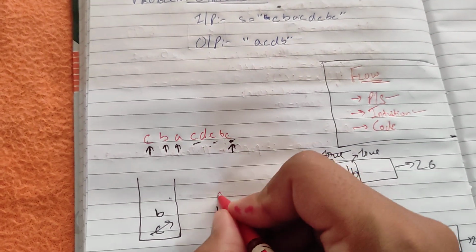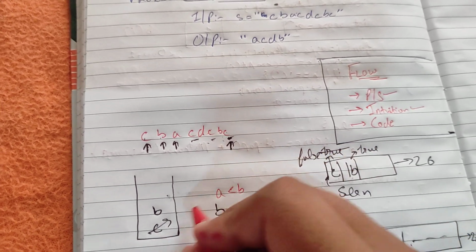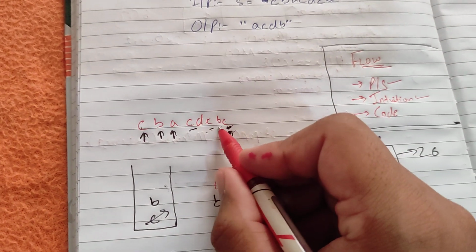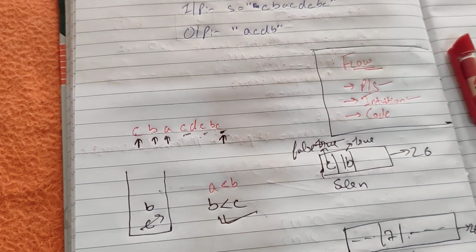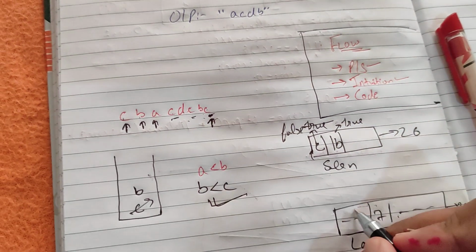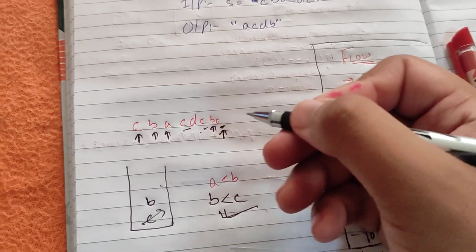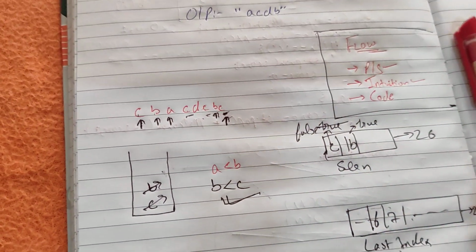So I will check, is A smaller than B? Yes, it is smaller. Before popping it out, what you have to check is whether B is present any further. If B is further present over here, then I will just use my last index, the value at the 6th element, index 6. Okay, and I can easily pop it out, and I will insert my A over here.